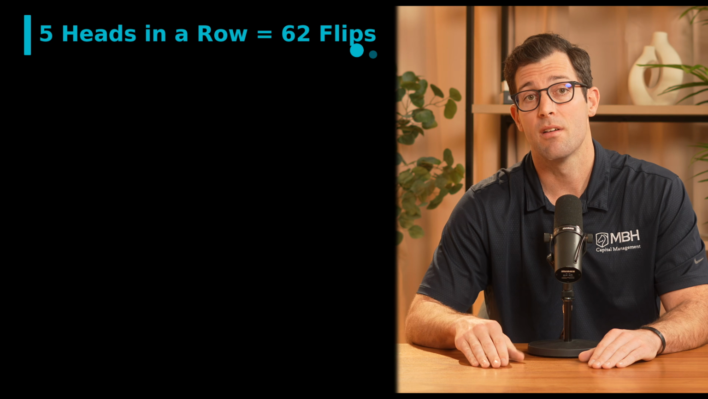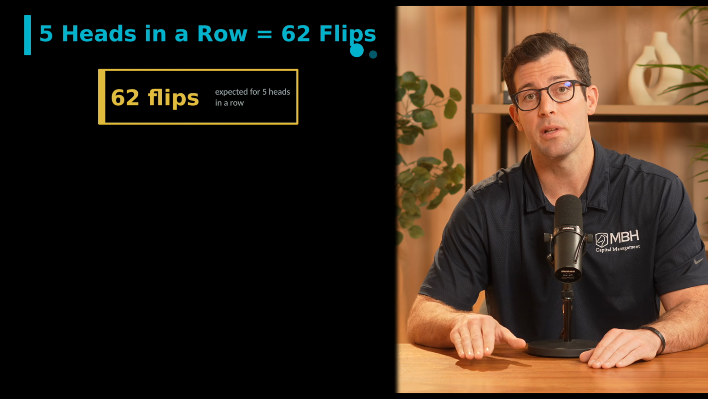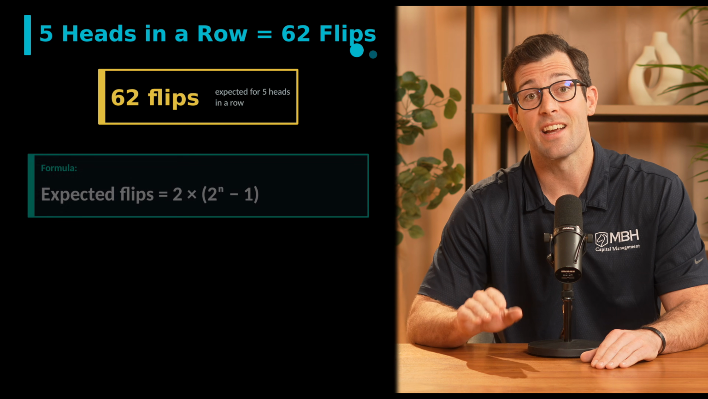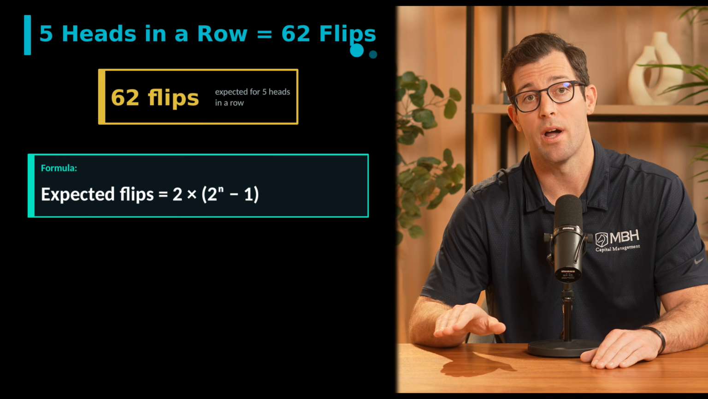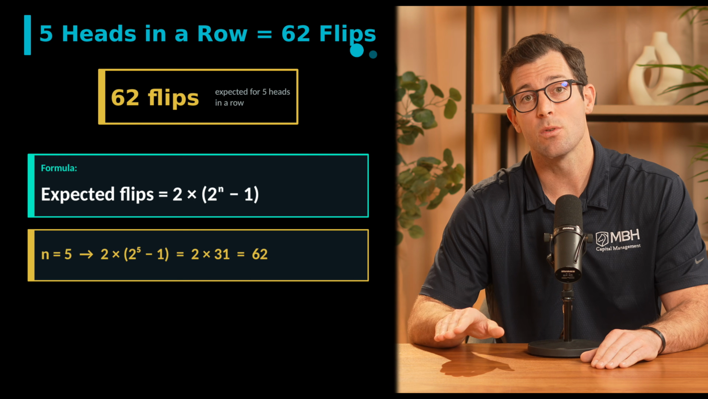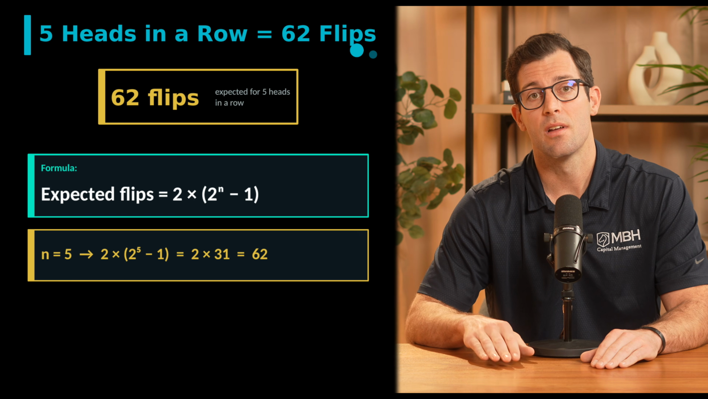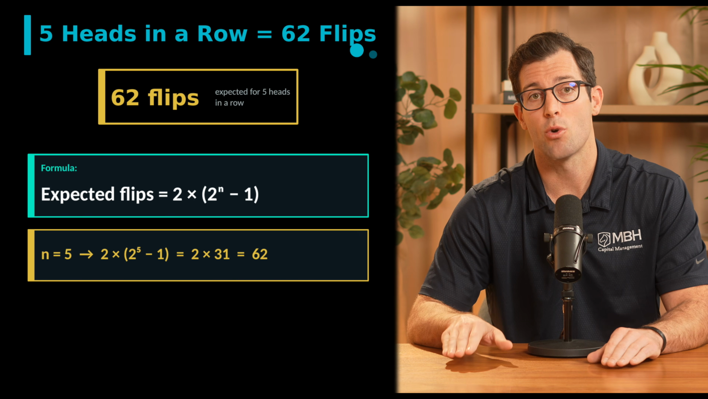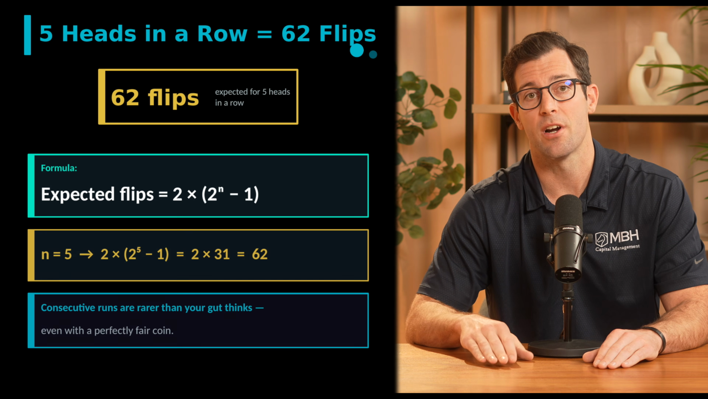Now scale this up. For 5 heads in a row, the expected number of flips jumps to 62. That's actually a clean formula for a fair coin. Expected flips equals 2 times the quantity 2 to the n minus 1. For n equals 5, that's 2 times 31, which equals 62. The lesson here is that consecutive runs of outcomes are rarer than our intuition suggests, even with a fair coin.